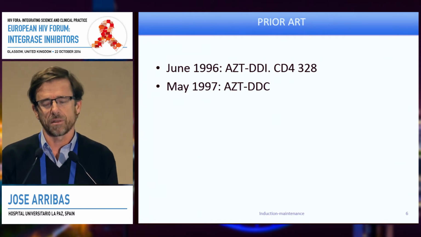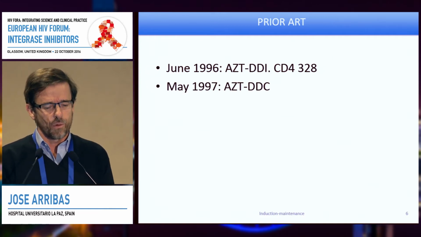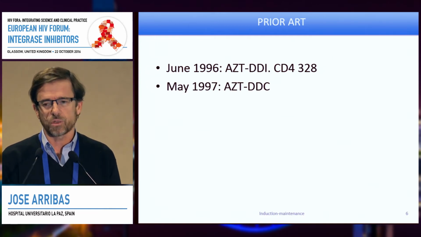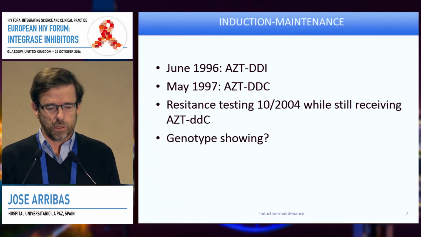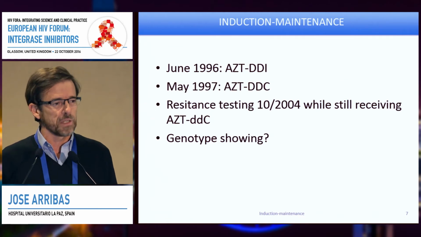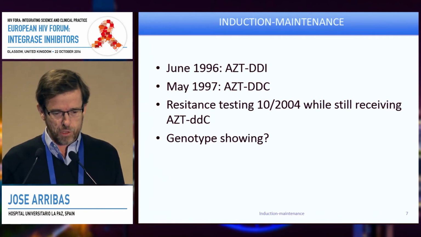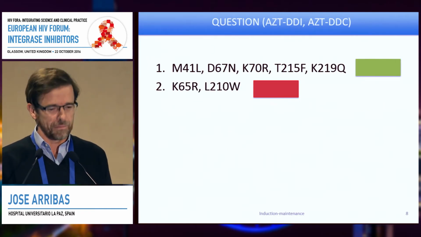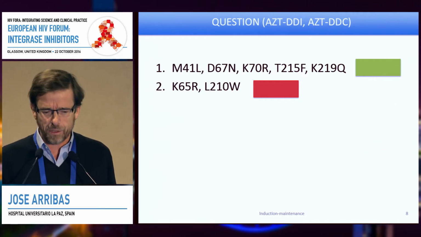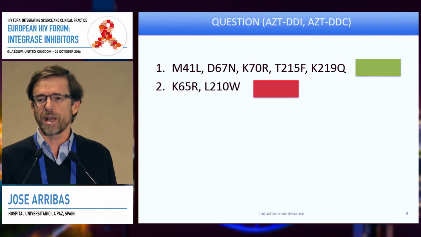We didn't have a viral load. CD4 cell count was 328. One year later, he was switched to AZT and DDC. So resistance testing while still receiving AZT and DDC was performed. The genotype showed 41L, 67N, 70R, 215F, 219Q, or K65R, 210W. You can vote.